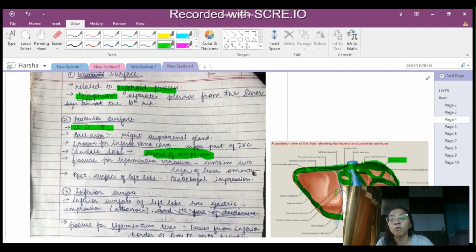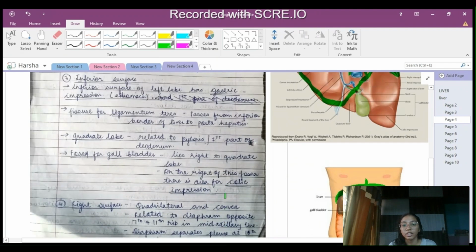Okay, now moving forward, posterior surface of the left lobe. Now, this was about the right lobe. About the left lobe, if we talk, the left lobe of the posterior surface has esophageal impression. Clear? So, this is about the posterior surface.